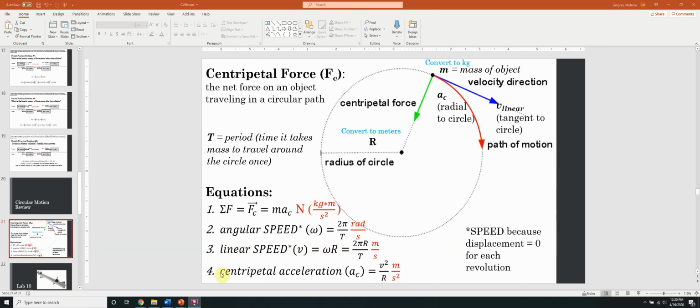And then last but not least, centripetal acceleration. Now, yes, you can calculate centripetal acceleration up here, right, by dividing the centripetal force by the mass, but that would mean you have to have the centripetal force. And in the problems, you're not always given that, okay? So if you're given things like the radius of your circle, your period, your mass, then you would probably be calculating it this way. So your centripetal acceleration is your linear speed squared divided by the radius, and of course it's an acceleration, so the units are meters per second squared.